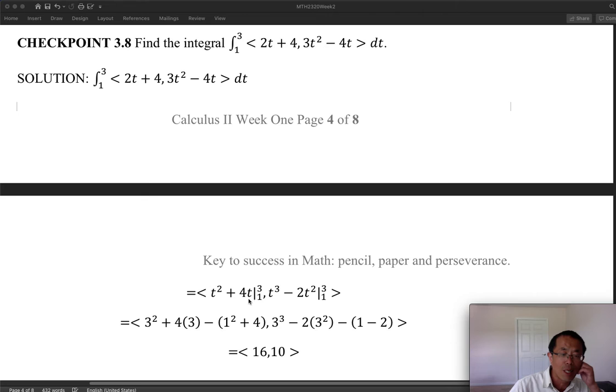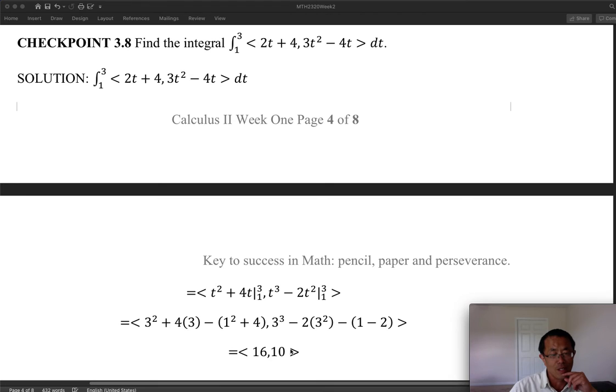For the calculation, for the upper bound, for the first component, you replace t with 3. Then replace t with 1, plus 4. And I think that's 16. Let me double check: 9 plus 12 minus 4, that's 9 minus 5. Yeah, it makes more sense. So 4 plus 12, that's 16.